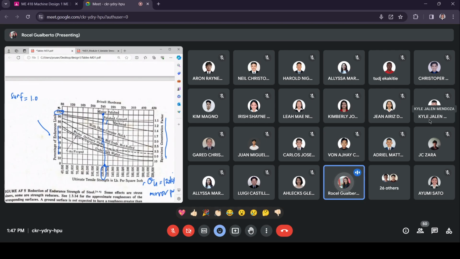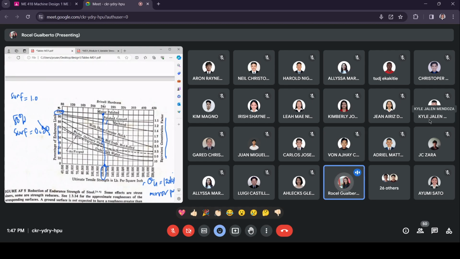So when we say the surface factor, we use the decimal equivalent. Say you read 80% here. What would be the surface factor? That would be 0.80. So that is how you'll read the value.